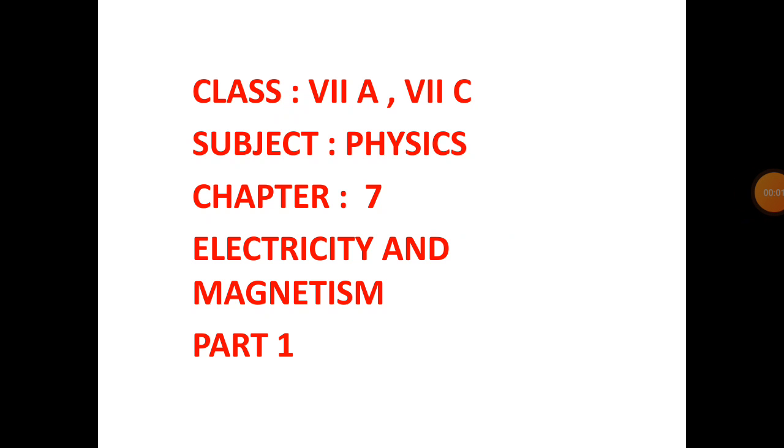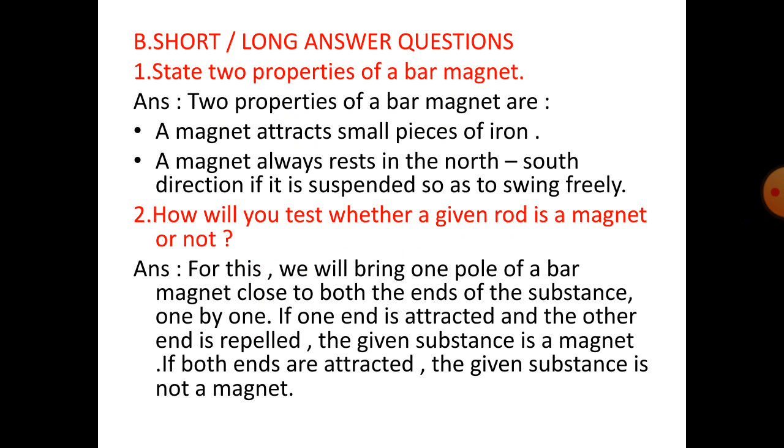Today we will discuss the last chapter of physics, chapter 7, electricity and magnetism. Short and long answer questions. 1. State two properties of a bar magnet.